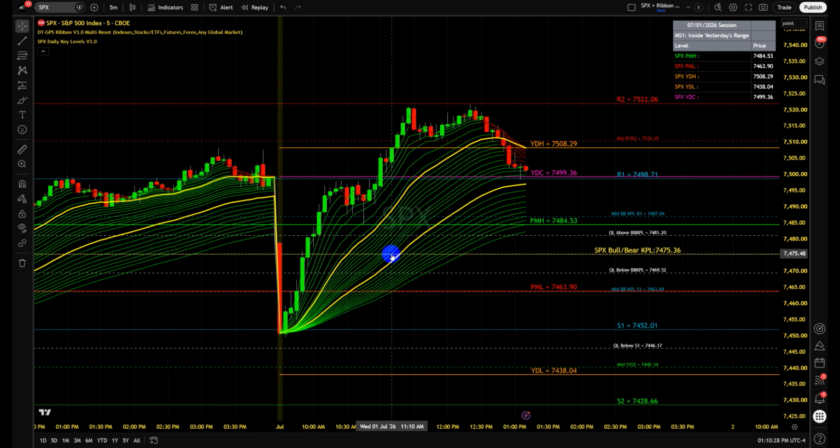your next opportunity, bull bear KPL on this 5-minute chart, close above, all green ribbon, upper bands of the ribbon pulling away from the base. As you can see here on this, the QL below, that would be your touch stop loss. Midpoint below, bull bear KPL, standard stop loss. One level move to R1.